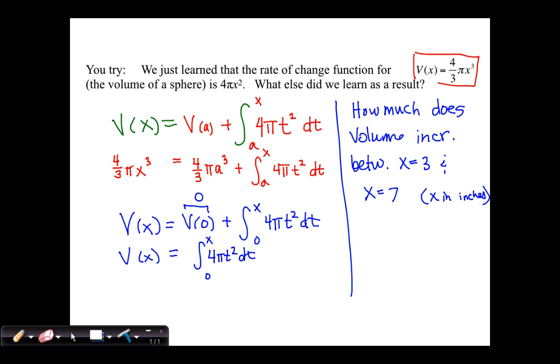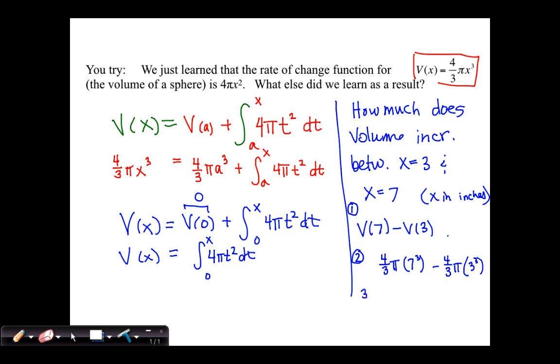So how much does the volume increase between x equals 3 and x equals 7? Oh, I could just look at this and say, it would be whatever final minus initial, v of 7 minus v of 3, right? That would be one way I could say it. If I wanted to actually use this function rule, since we have it, we could say 4/3 pi times 7 cubed, minus 4/3 pi times 3 cubed. You could factor that if you wanted to. I was going to do that, but I won't. It'd just be confusing.